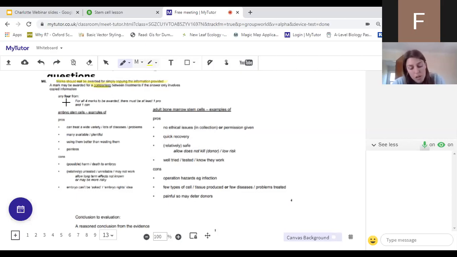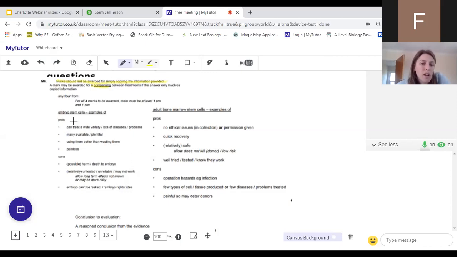So the only time that you would be allowed to copy is if you're making a comparison between the 2 different types of stem cell and how they're used, because that shows your initiative in making that comparison between them. You can have 4 marks, and for all 4 marks to be awarded, there must be 1 pro and 1 con. The final mark is for your conclusion. They specifically said that you needed to give a conclusion, so they're giving a mark for it. Any conclusion. Well, a reasoned conclusion from the evidence. They've qualified that at the bottom there.